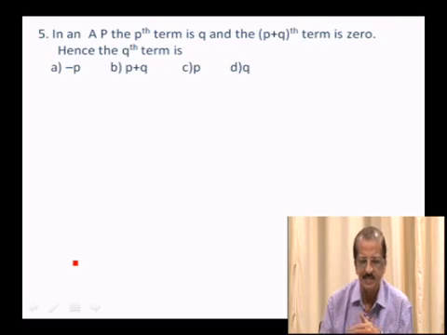Fifth one, in an AP the p-th term is q and the (p+q)-th term is 0, hence the q-th term is.